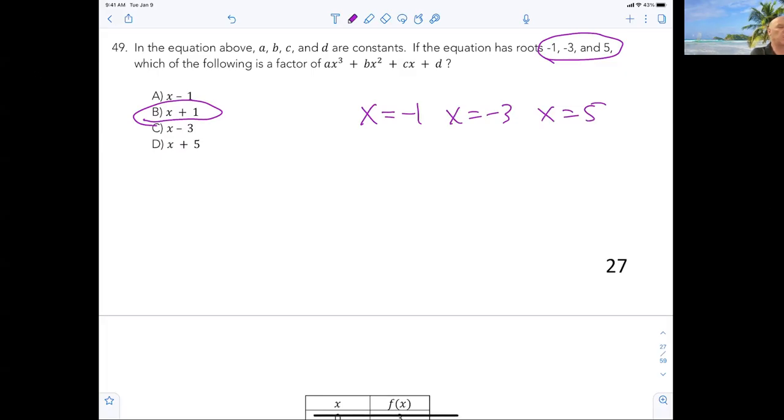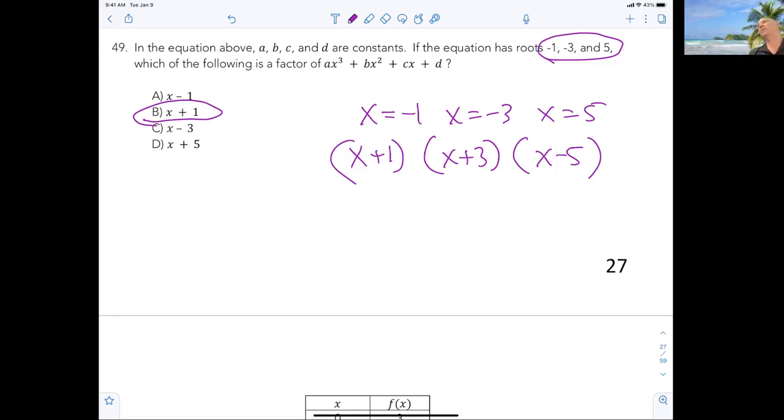So if we work backwards then, x plus 1 had to be a factor. x plus 3 has to be a factor. x minus 5 has to be a factor. Look how simple that is. But it's very hard to see, to put it in the right context when you're looking at the problem.